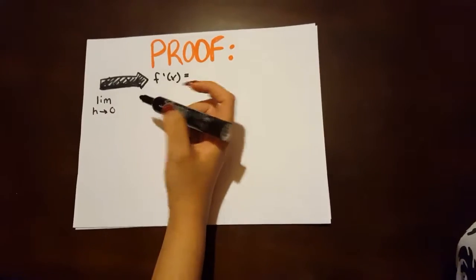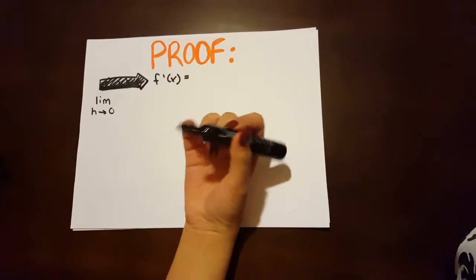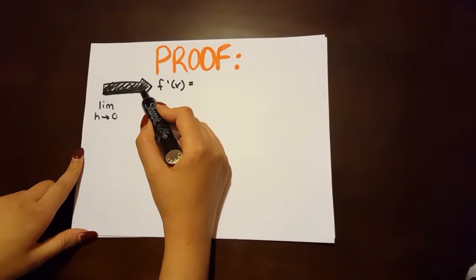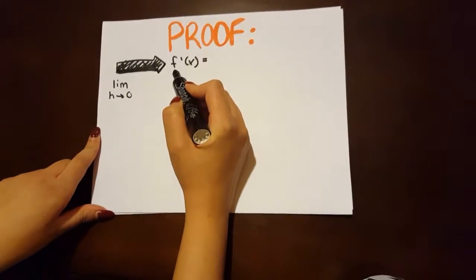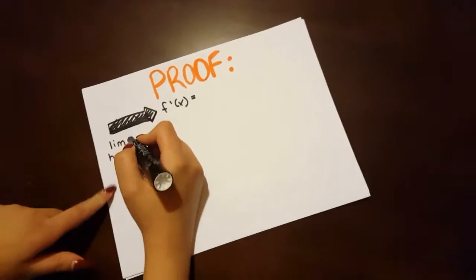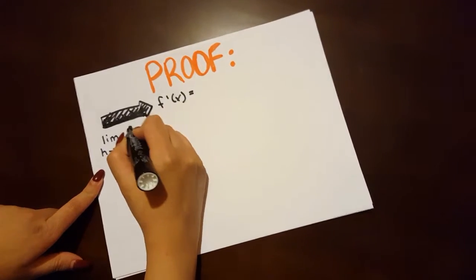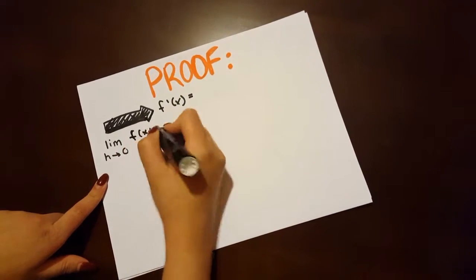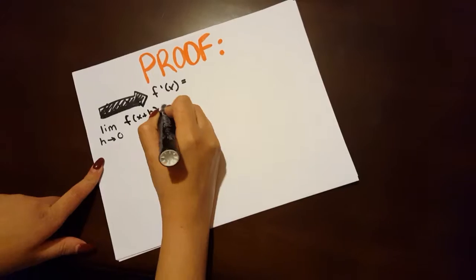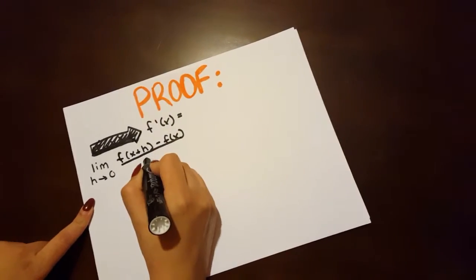So now we need to prove the product rule to see where it came from and to make sure that it's actually legit. We know that by definition, the derivative of f of x equals the limit as h approaches 0 of f of (x plus h) minus f of x, all over h.